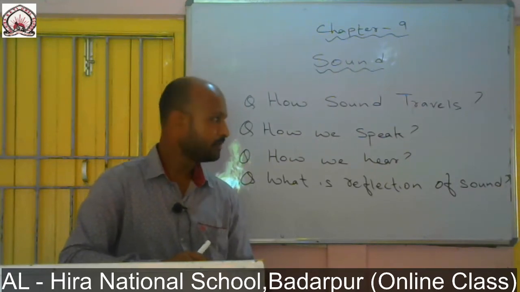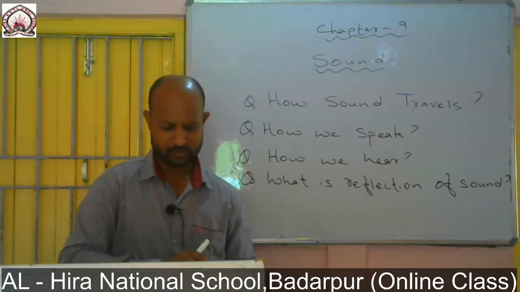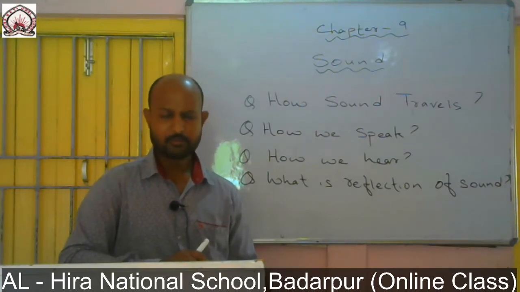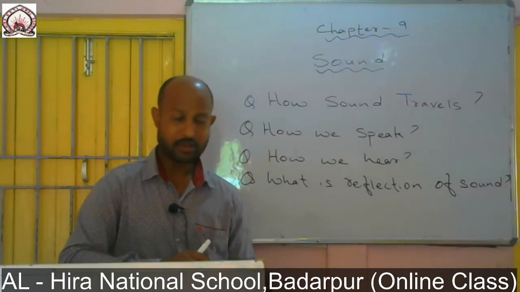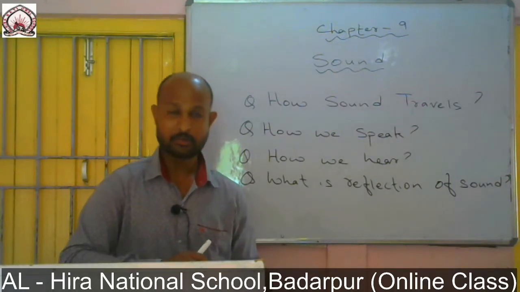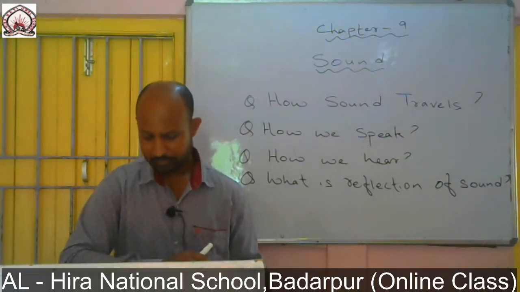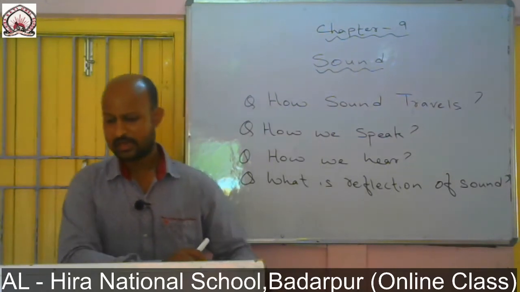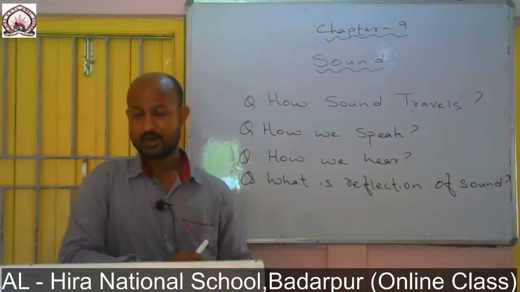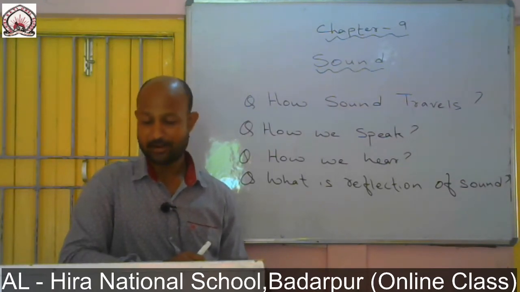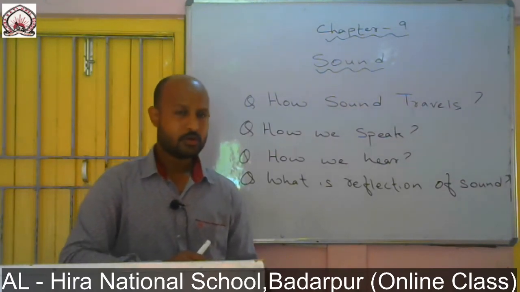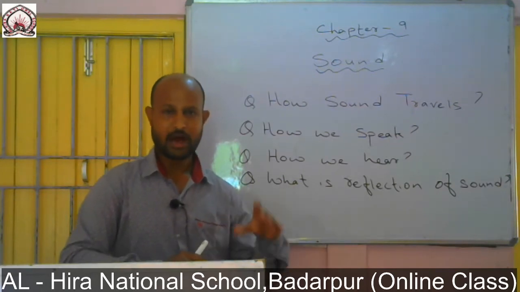So different animals produce different types of sounds, some with the help of their vocal cords, and some, even though they don't have vocal cords, are able to produce loud voices, like the insects I have discussed: crickets, grasshoppers, mosquitoes, bees and all. Now, talking about how we speak.